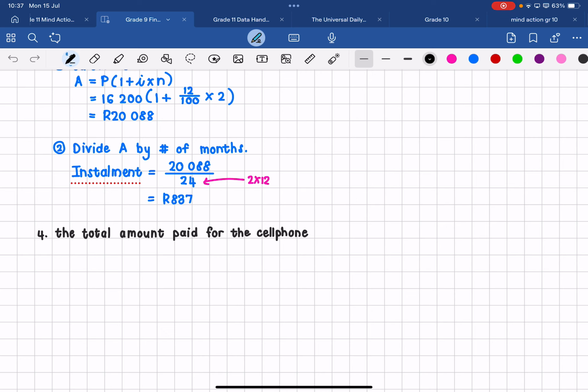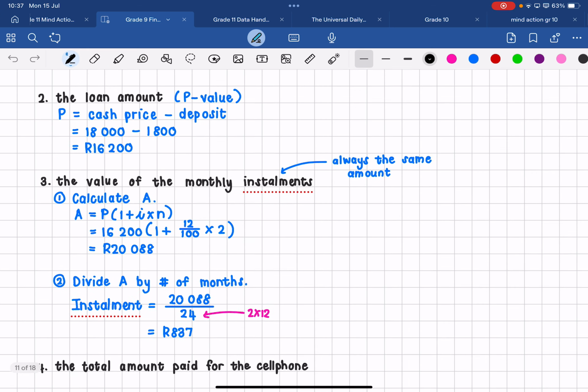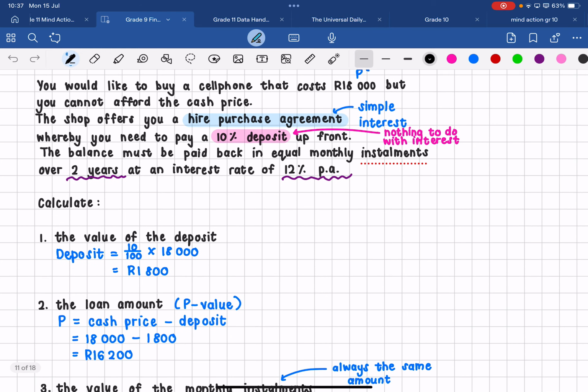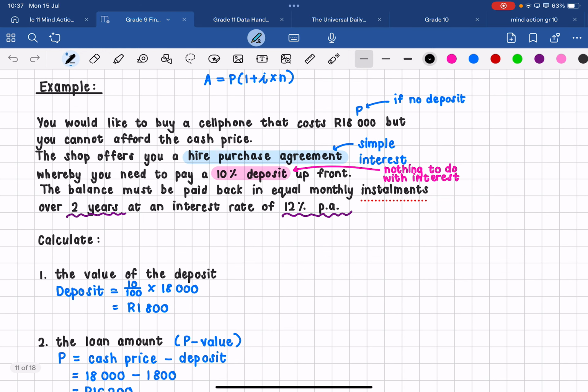Okay, guys, just a reminder, this example was all about hire purchase, right? So it was a cell phone. I'm going to go back up to the top quickly just to remind you what's happening here. It was a cell phone that costs 18,000 Rand cash. So if you go into the shop and you just buy it, then you would have to pay 18,000 Rand. But you cannot afford the cash price, so they offered you a hire purchase agreement. Remember, if we see hire purchase, we always think simple interest.